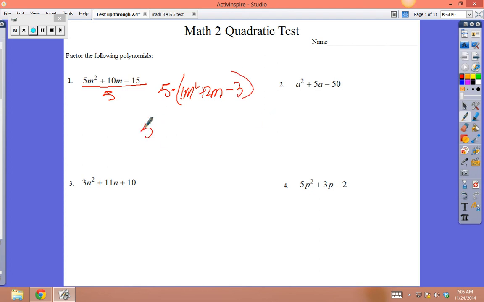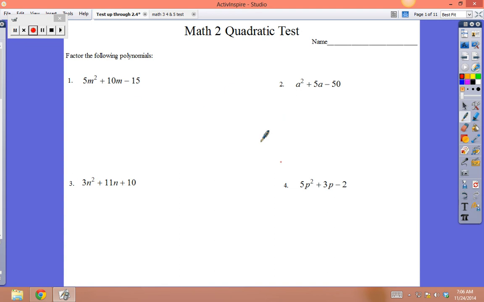Now let's factor this down. So what's going to times give you negative 3, add and give you 2. M and m will give you m squared. And the only thing that's going to times give you 3 is a 3 and a 1. But the 3's got to be positive and the 1's got to be negative. Because 3 times negative 1 is negative 3, but 3 plus negative 1 is 2. So, there we go, that's the answer.